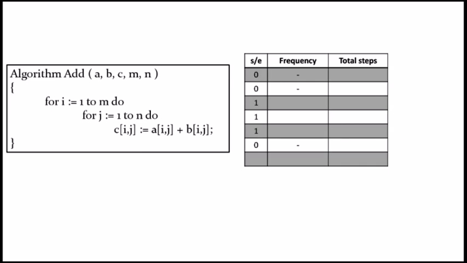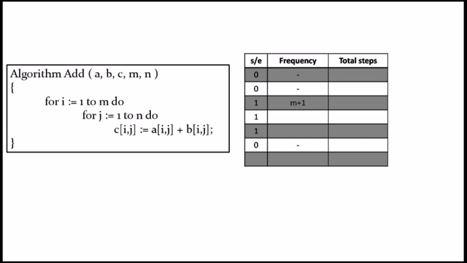Next, that is the I for loop. Here we will consider that as one step. Then next, that is the J loop. Here also we will consider that as one step. And the third one, that is the calculation part, C of ij equal to A of ij plus B of ij, will be considered as one step. Now we will see how frequently these steps are executed.